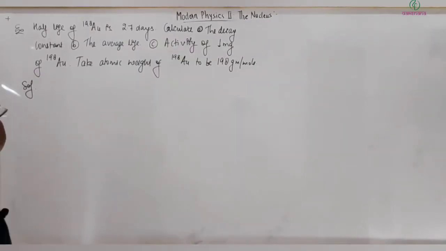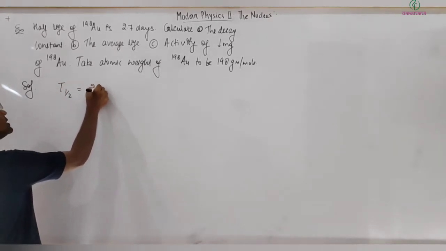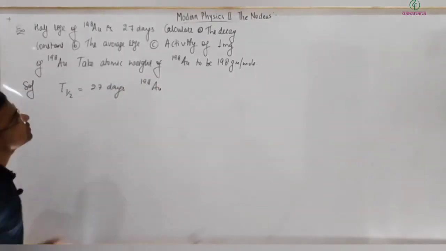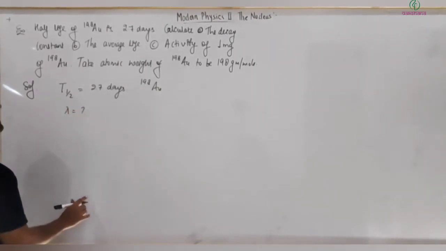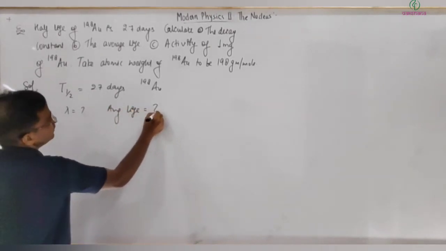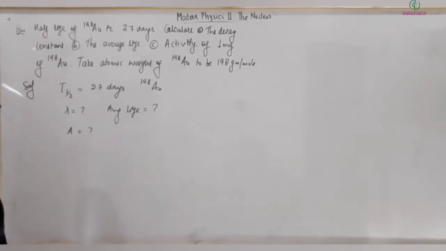Okay, so let's see another application of the concept that we just studied. Let me read the problem. Half-life of Au-198. Here you are given T half-life is 2.7 days for Au-198. Now you are asked to calculate the decay constant, means lambda. We need to find time, average life. We need to find activity also of 1 milligram of Au-198, and take the atomic weight of Au-198 to be 198 gram per mole.